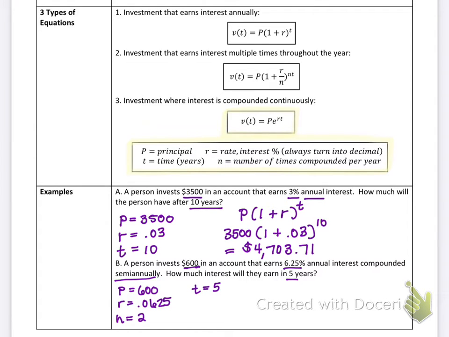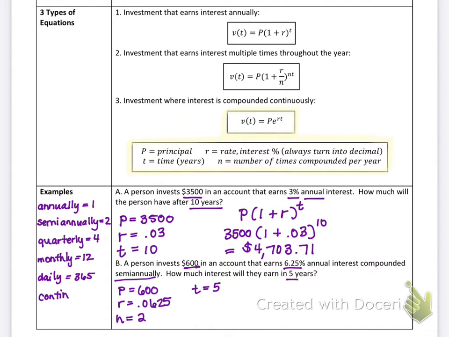Now, for those of you that are like, wait a minute, Ms. Strickland, where are you getting this N of 2? There are key words that you probably should know when it's compounded. If it's compounded annually, it's going to be an N of 1. Semi-annually is 2. Quarterly is 4. Monthly is 12, and daily is 365. And lastly, continuously is E.